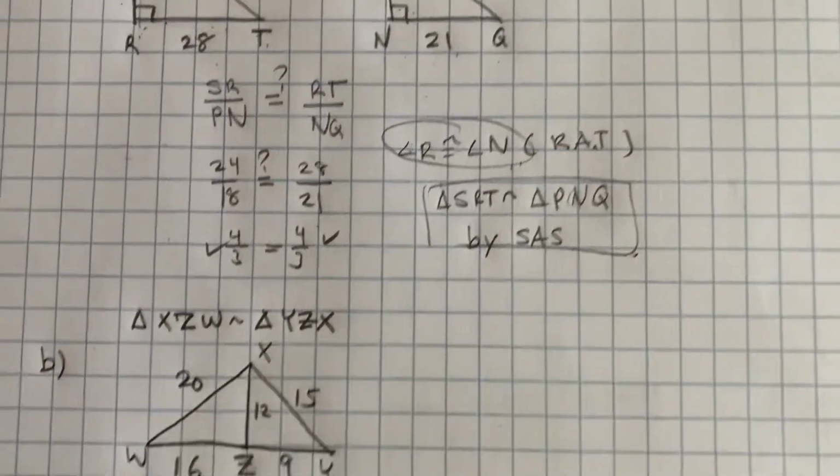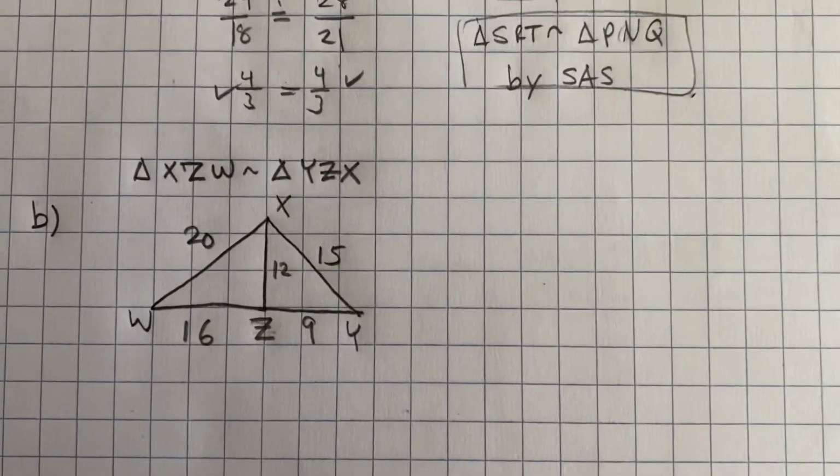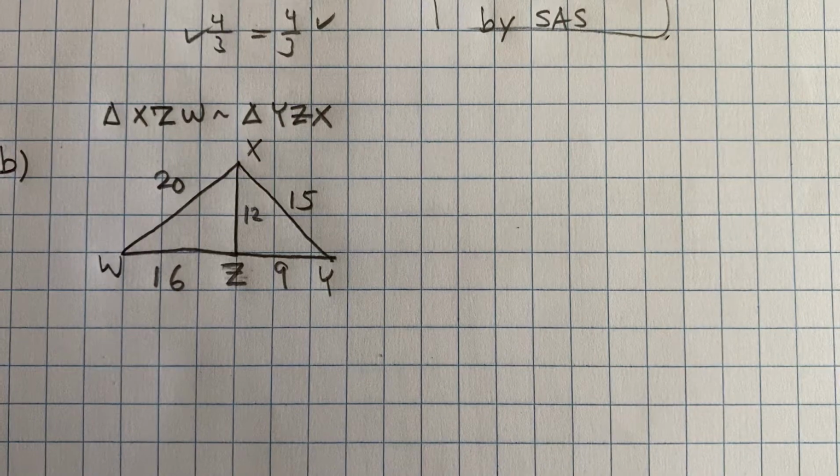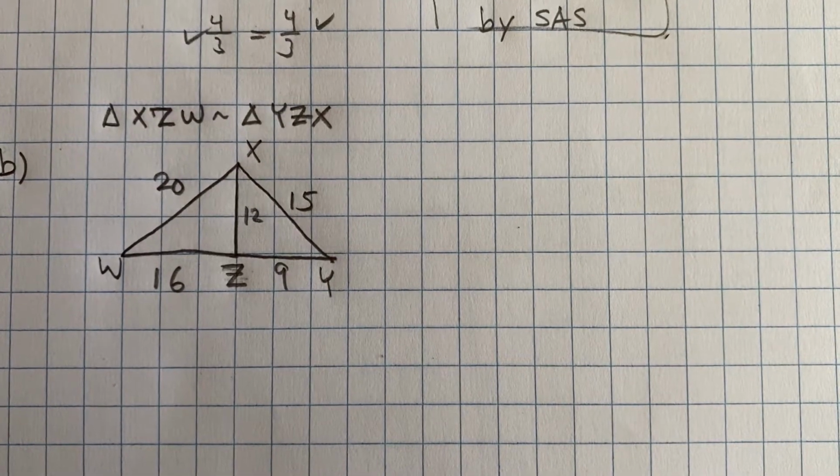Okay, so the very last example right here I have is triangle XZW is similar to triangle YZX. How do I show that?